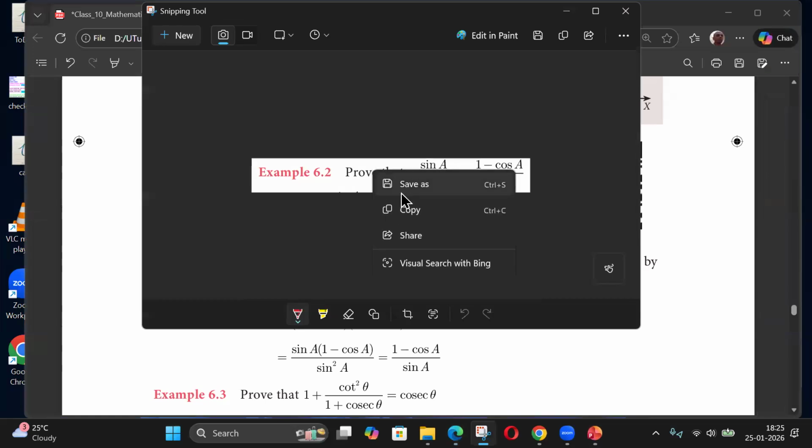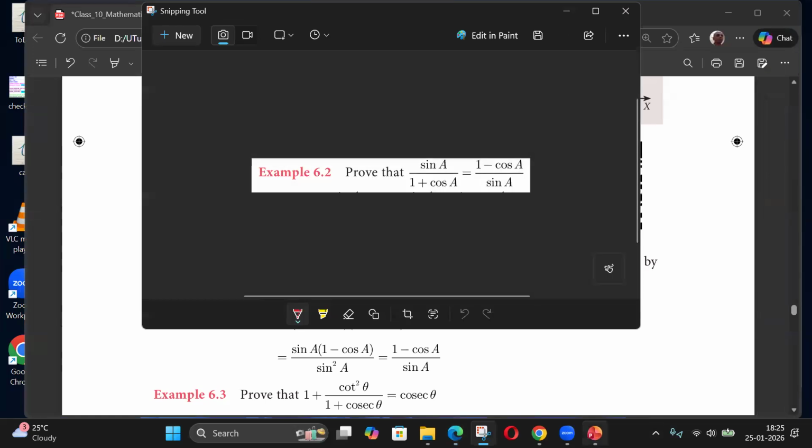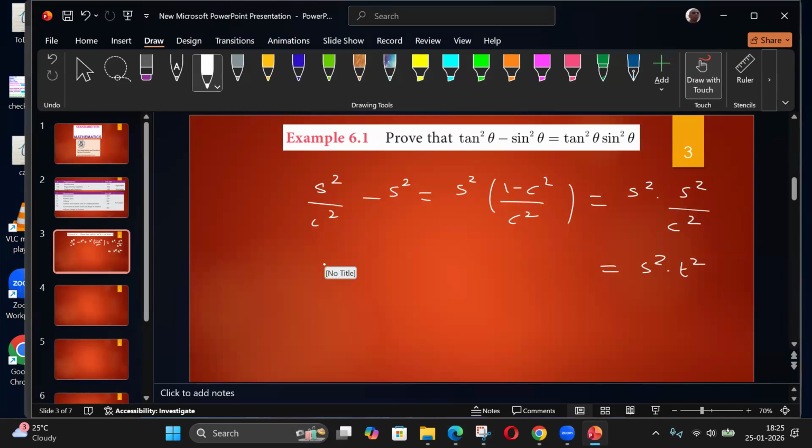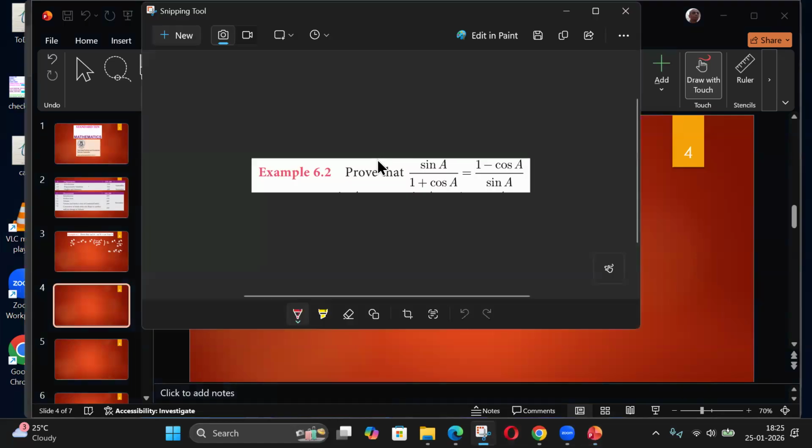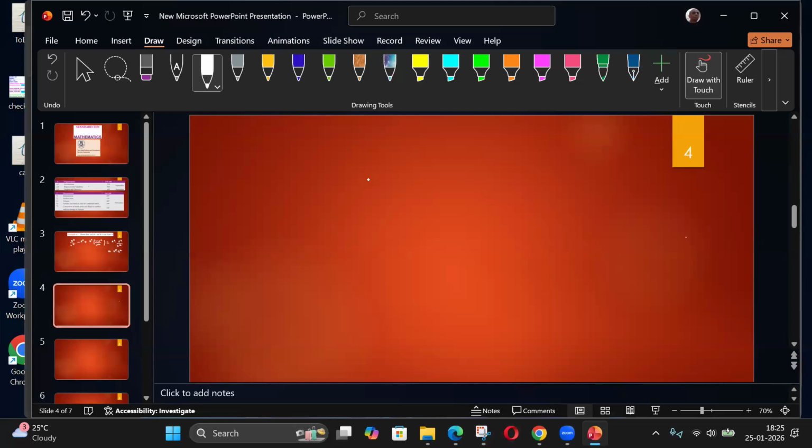So sine by 1 plus cos equals sine by 1 plus cos into sine minus cos, minus cos square.